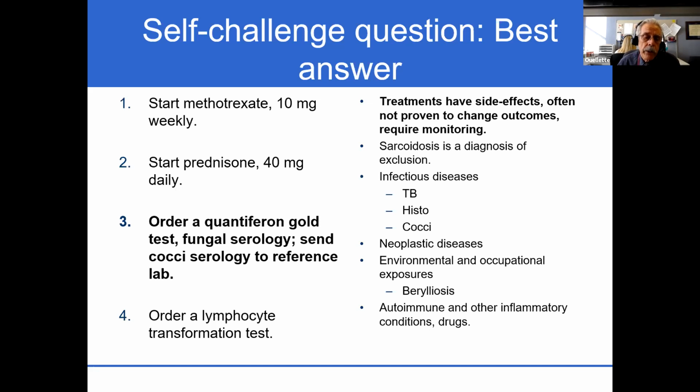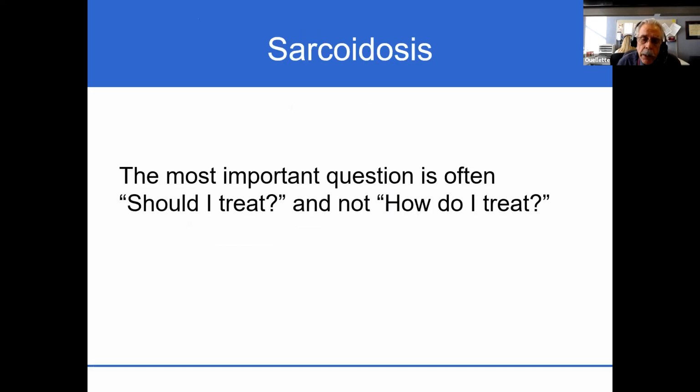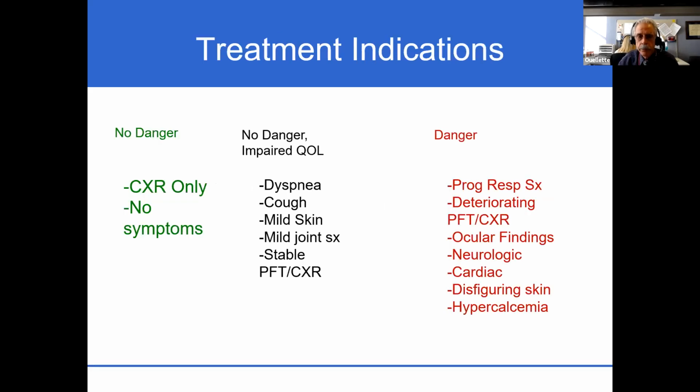If you know that a patient has sarcoidosis, prednisone is a good choice for starting. The lymphocyte transformation test, of course, is a test for somebody who might have borreliosis, and that's a good test in that setting. So for me, one of the most important questions that I want you to take away from my talk today is that your most important question may be, should I treat, and not how do I treat? Think about that with all of your patients.